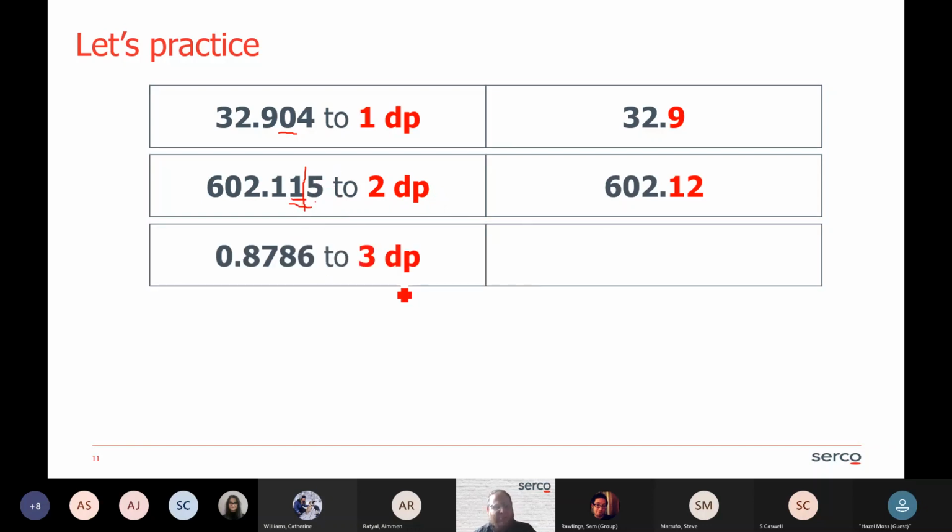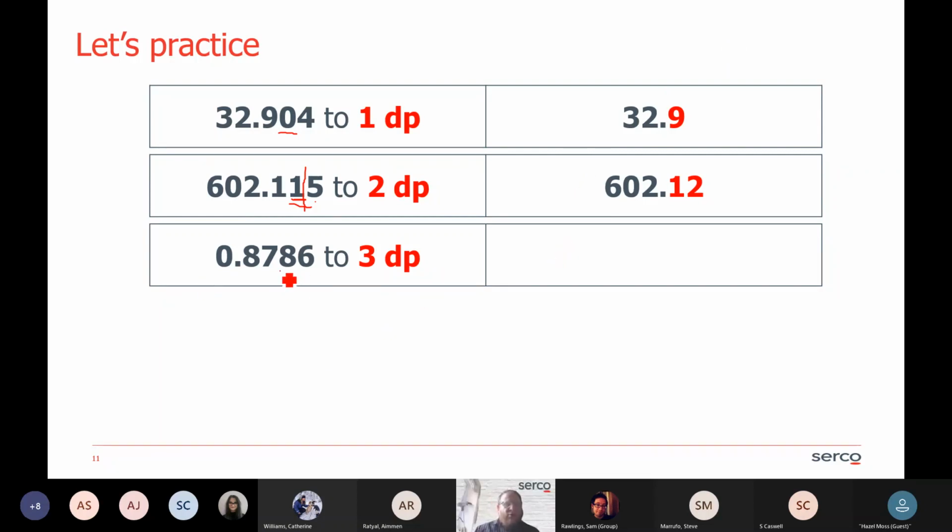And then the final example I'm going to go through is 0.8786. Now, we don't need to worry about the 0 point or 602 or 32. They're looking after themselves. We're only worried about what's after the decimal point. And here we've got 8786. Thinking we're rounding to 3 decimal places. So 3 decimal places. Yeah, loads of people getting it right.